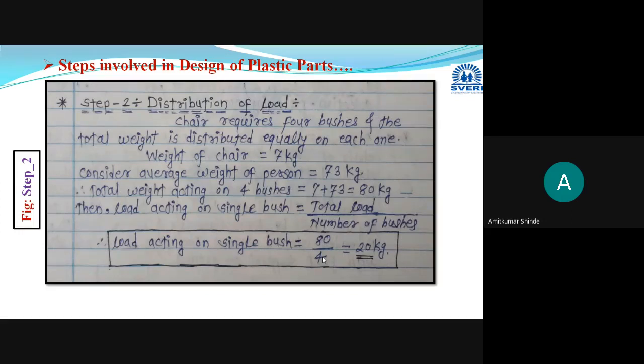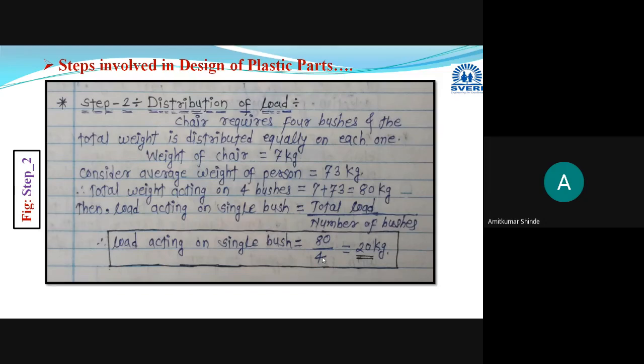Now in this step, as I have already explained, you have to calculate how much load will act on a single bush, as four legs are there. This chair has four legs, so the total load will act on the four legs, and for each leg we are going to provide one bush. Then whichever total load will act on those four bushes, you are going to calculate it.